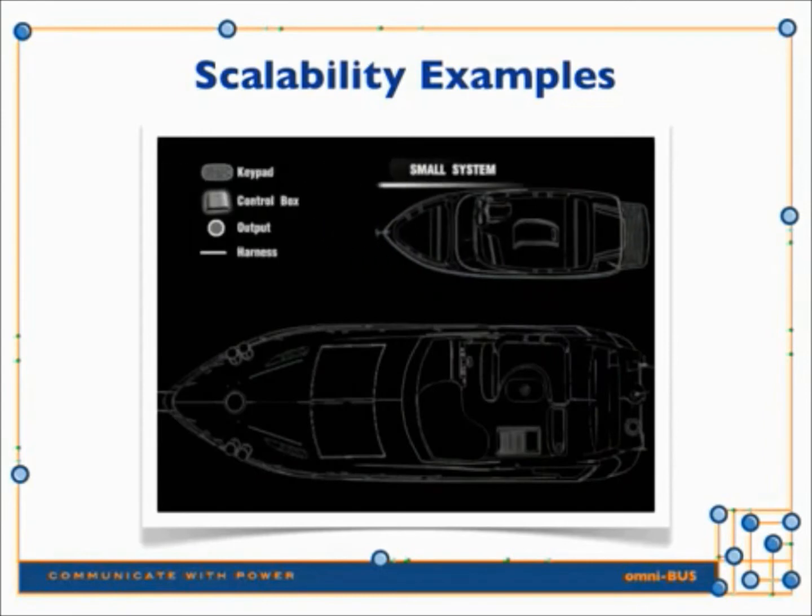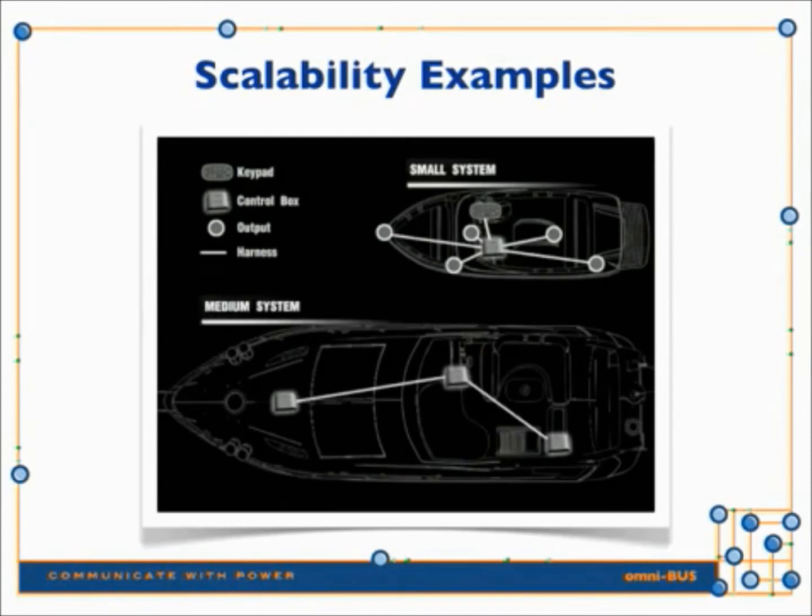The smaller system connects the devices using a single load controller and may have only a single keypad. The larger system will have a second or third load controller for the cabin features and may have multiple keypads to control common devices from a single helm station and more dedicated keypads in the cabin area.